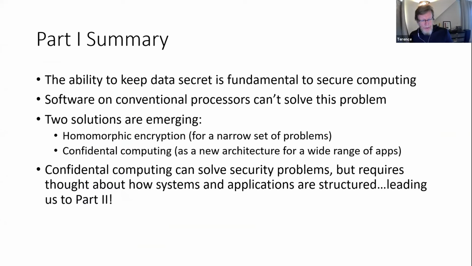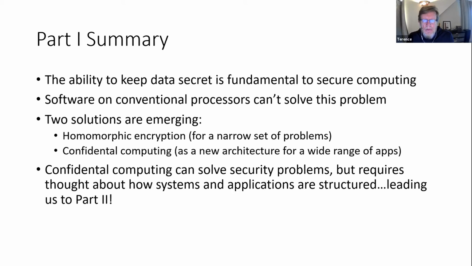So just to summarize part one, I went a little faster than I thought I was going to go, but that's good because it will hopefully give us some time for questions at the end. The ability to keep data secret is fundamental to secure computing, and we have the problem right now that computers that we have basically don't do it. We sort of simulate it by saying that we have a security boundary around the actual machine itself. And we know that we can't really solve this problem with conventional processors.